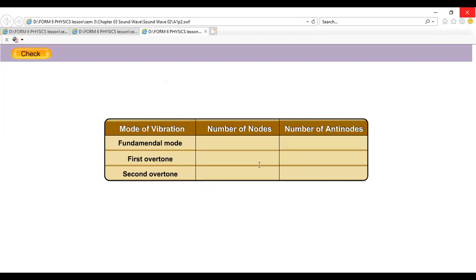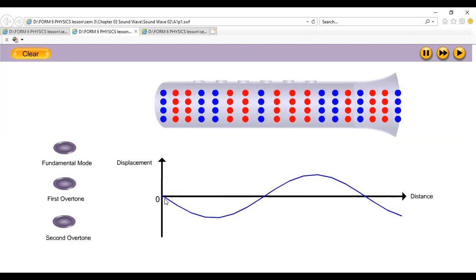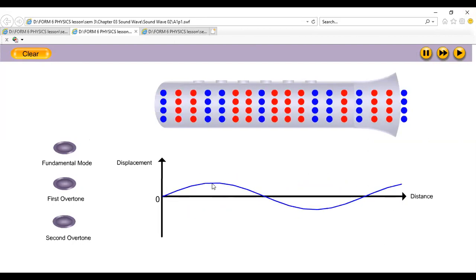Next slide, sorry. For the fundamental, how many nodes do we have? We have one node and one antinode. For the first overtone, how many nodes? We have two nodes and two antinodes. For the second overtone, we have three nodes and three antinodes. All this we must remember. From the fundamental to the second overtone we have one node, two nodes, and three nodes. How many antinodes do we have? One antinode, two antinodes, and three antinodes.